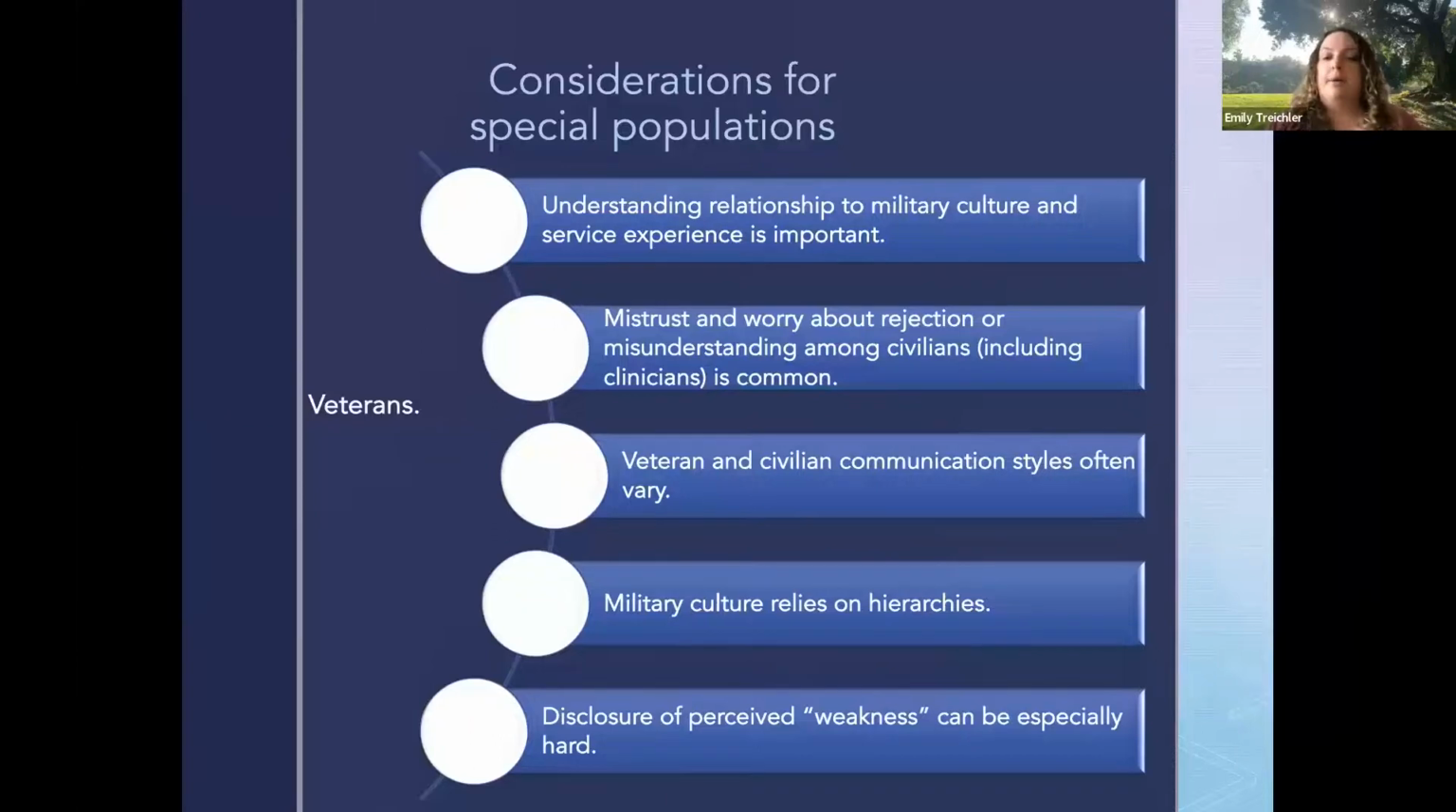It is really common for veterans to have mistrust and worry about working with civilian clinicians and about interacting with civilians in general.